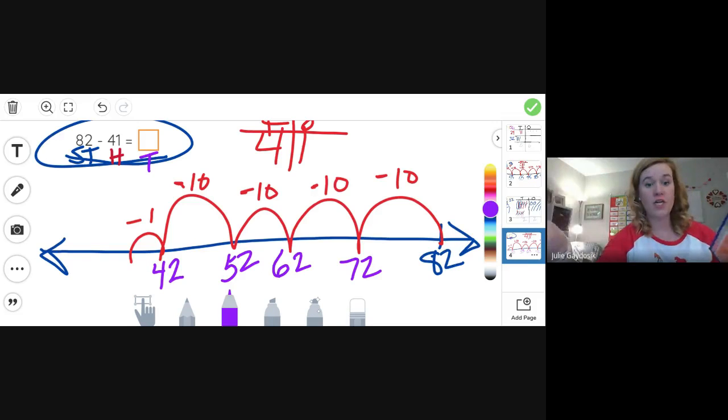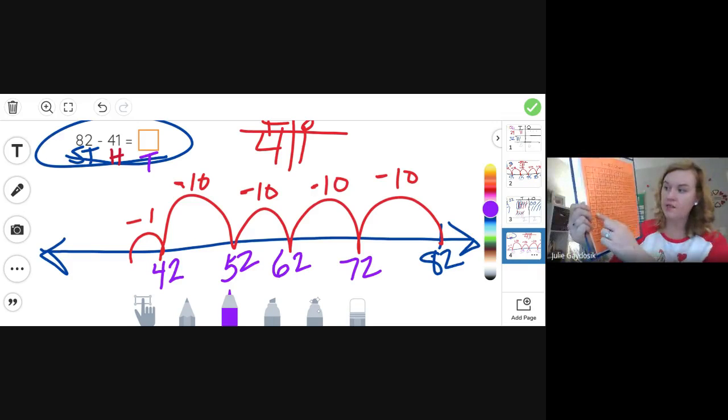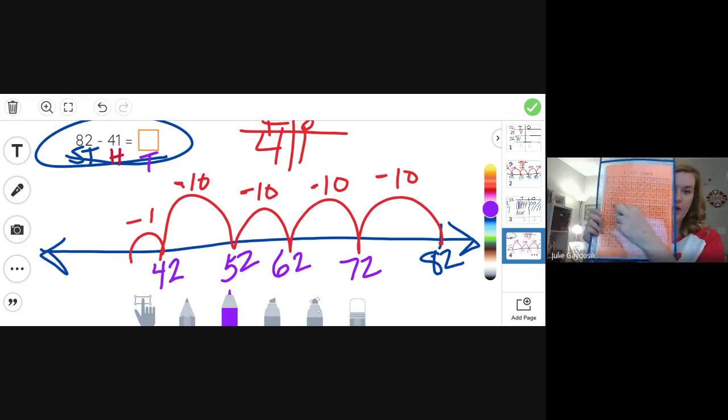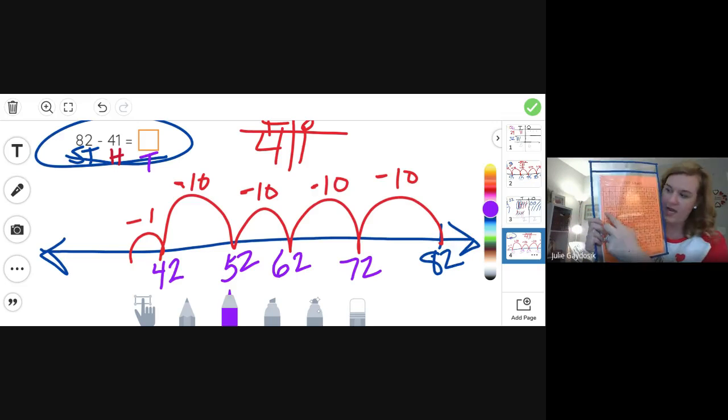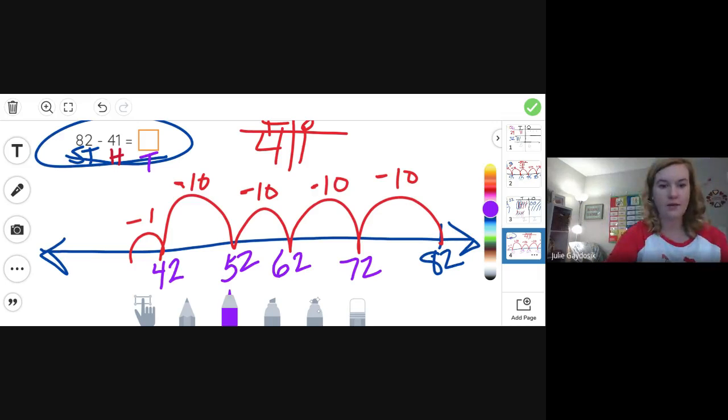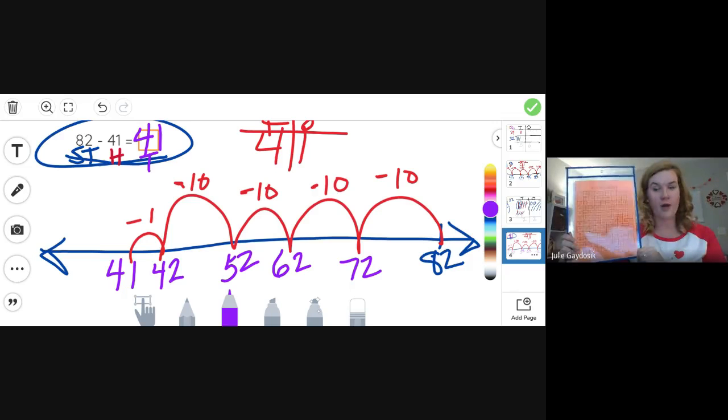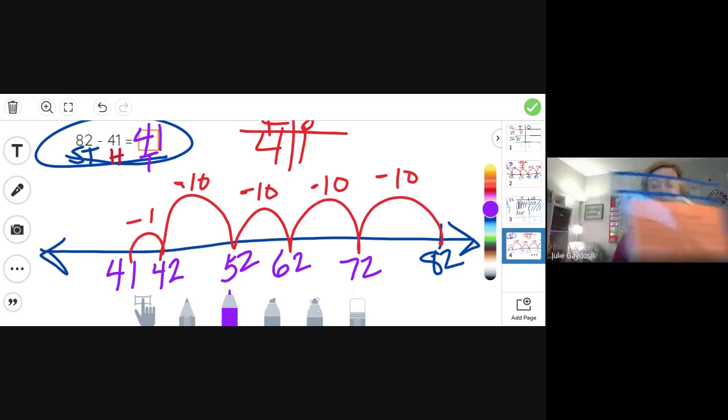And then 42 minus 1, so if I'm at 42 and I take away 1, I'm going to go this way, and it is 41. Okay? So our answer to 82 minus 41 is 41. 41 plus 41 equals 82. So that's another way to check.